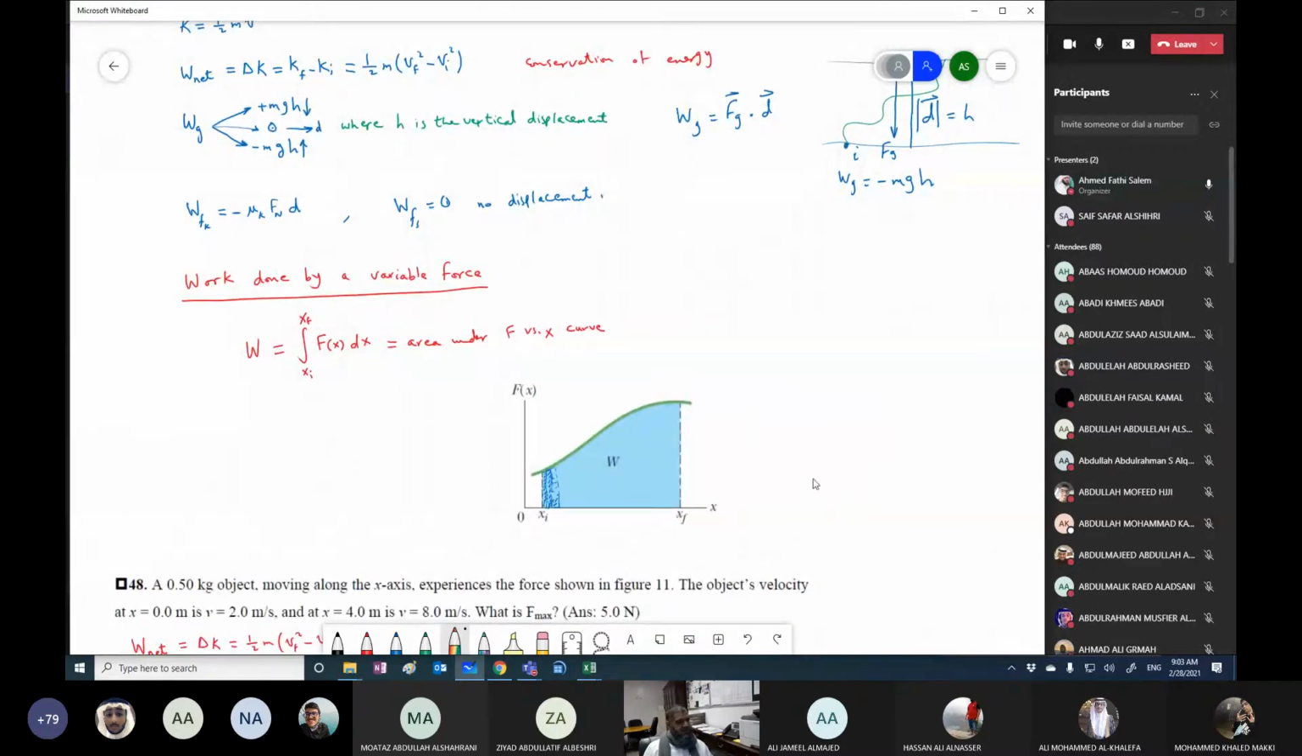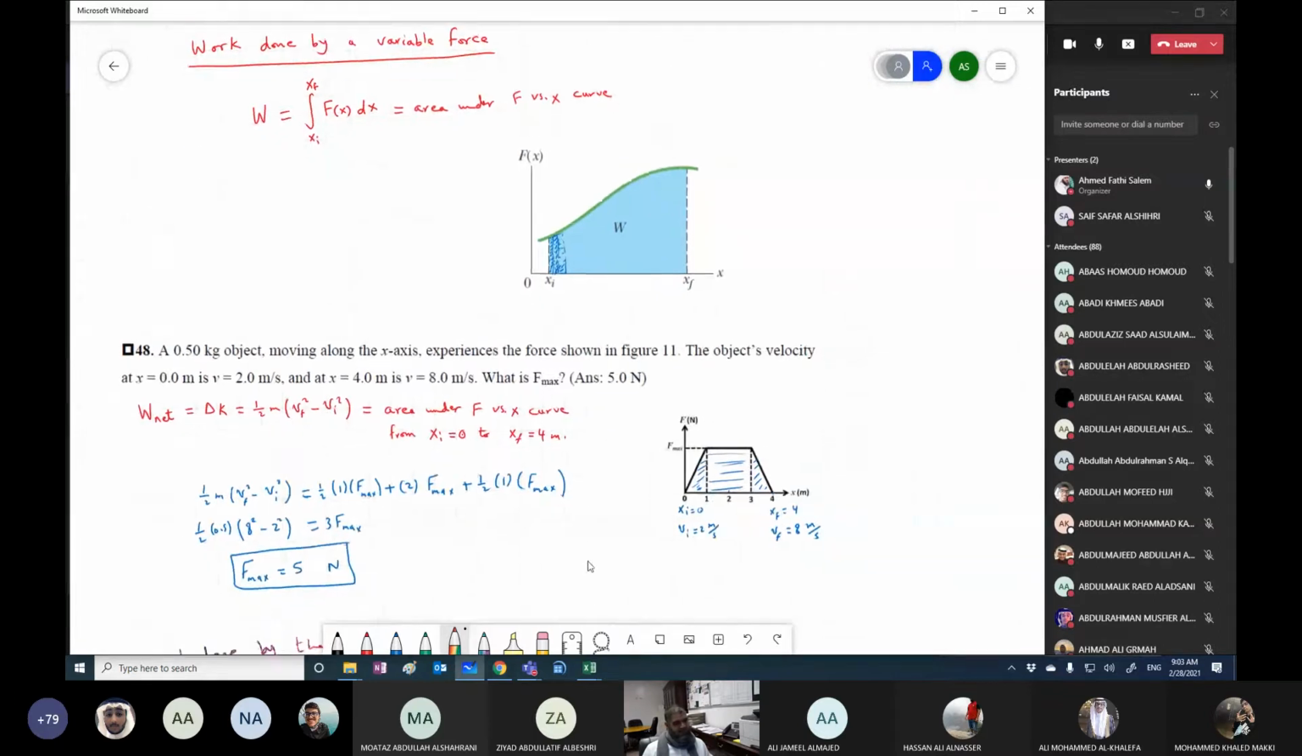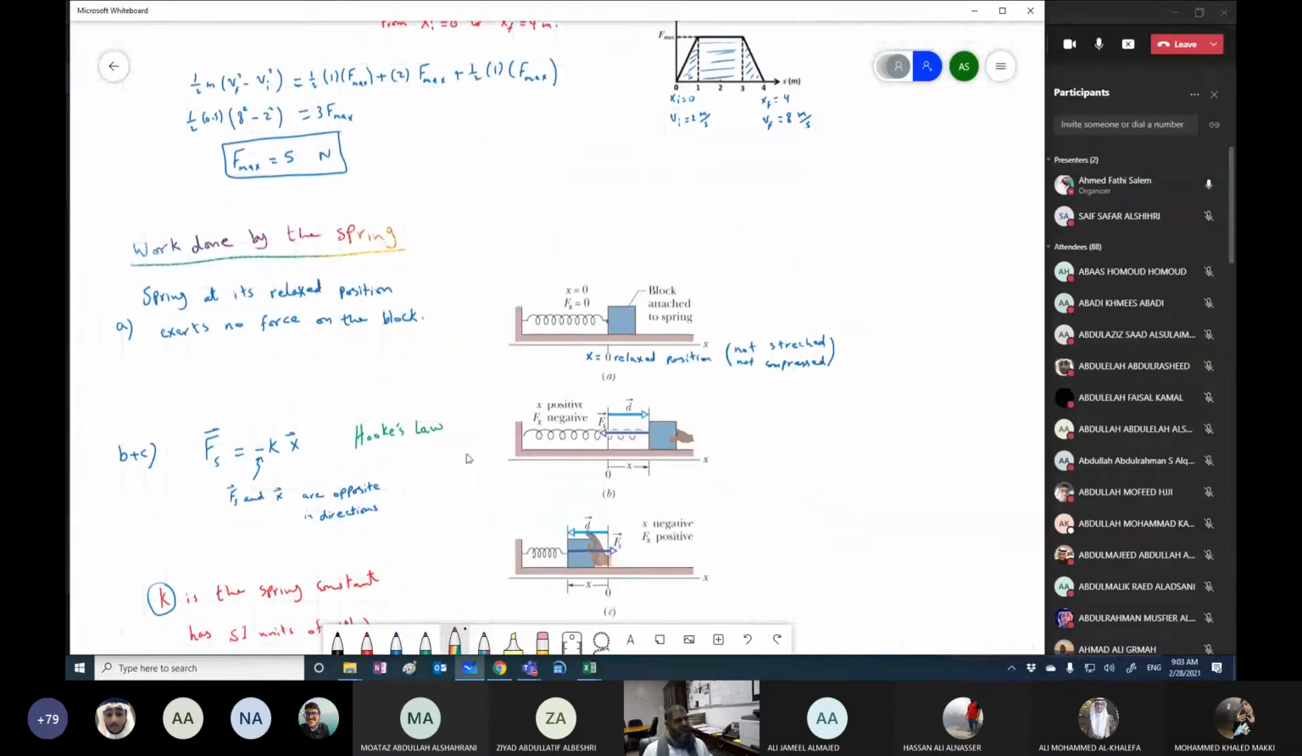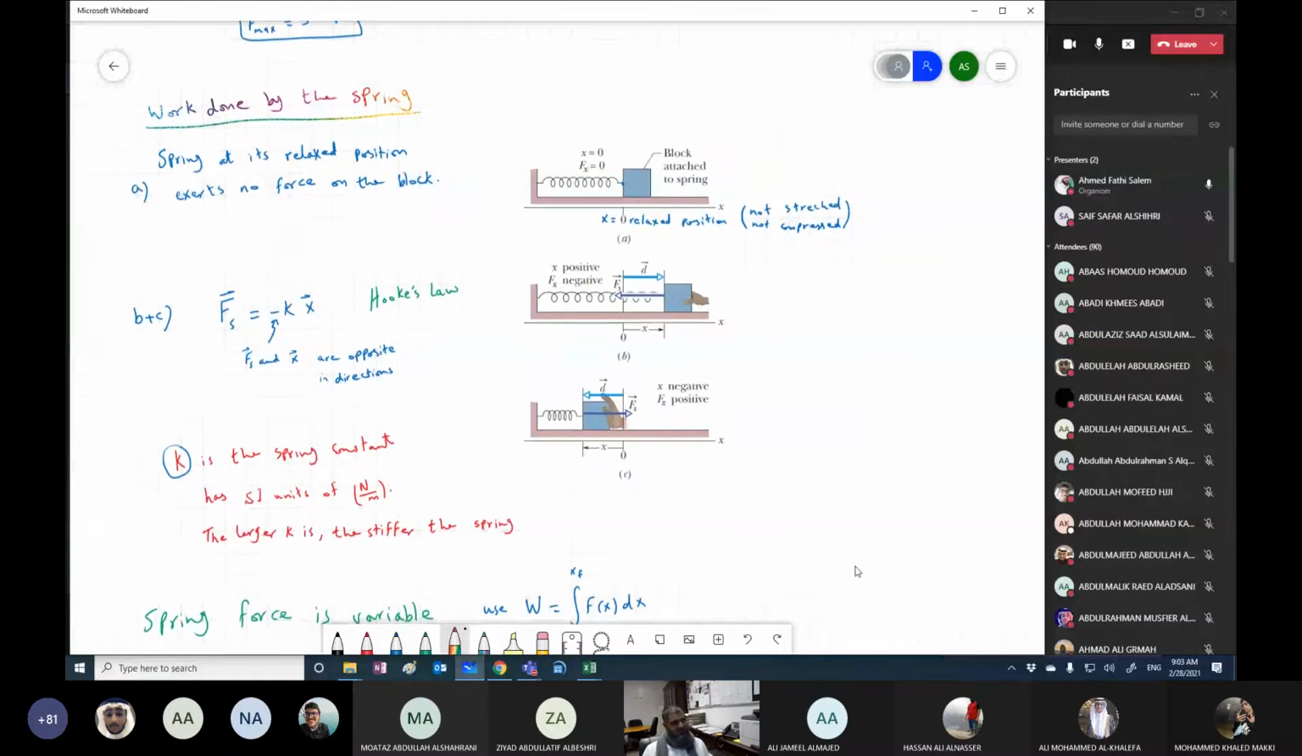Also, we started talking about the work done by a variable force. If the force is not constant, the force is changing, and we said the work would be the integral from x initial to x final of F(x) dx, and graphically this is equal to the area under the force versus x curve. We solved this example and we started discussing the work done by the spring force. We said the spring force is not constant, but rather it varies, and it is given by Hooke's law, where Fs equals minus kx.